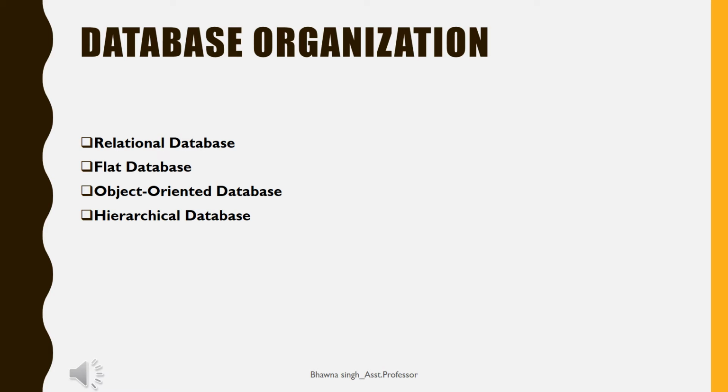So the final one is hierarchical database. In this, the data is stored in a tree-like structure, representing a hierarchical relationship with each other. In that database, the nodes of the tree represent the records, and the branches of the tree represent the fields.